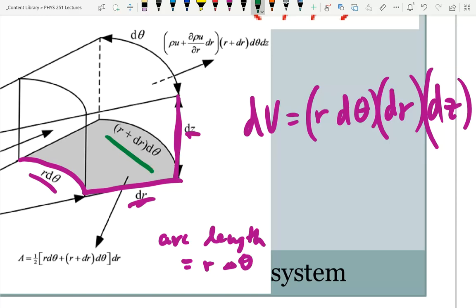R plus dr d theta, that's bigger than just r d theta. Yeah, but that arc is bigger. The arc is bigger, adding the arc.